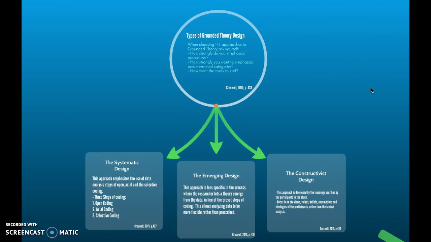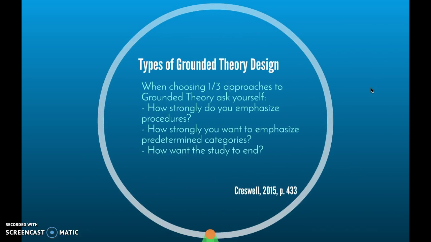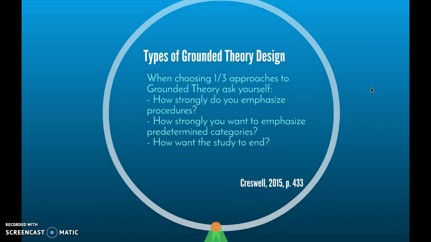There are three types of grounded theory designs, and when researchers are evaluating which will work best for them, they have to ask themselves some questions. The first being, how strongly do you emphasize procedures? How strongly do you want to emphasize predetermined categories? So what that means is how specific are the categories or ideas you're looking at, and do they need to stay the same or be as is in the beginning? And how do you want the study to end? So what does that look like at the end of the day? What information do you want to present to your population or your audience?